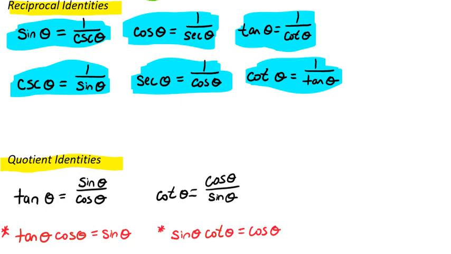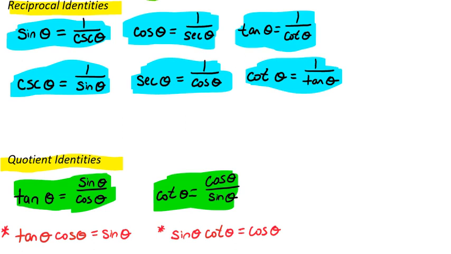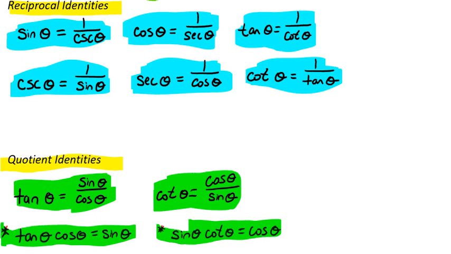For quotient identities, we have that the tangent of theta is the sine of theta over cosine theta. And cotangent, because it's the reciprocal of tangent, would give us that the cotangent is the cosine of theta over the sine of theta. And we can actually rewrite those as tangent theta times cosine equals sine of theta, and sine of theta times cotangent of theta equals cosine theta as well. And those can come in handy. Let's get back to our problem.